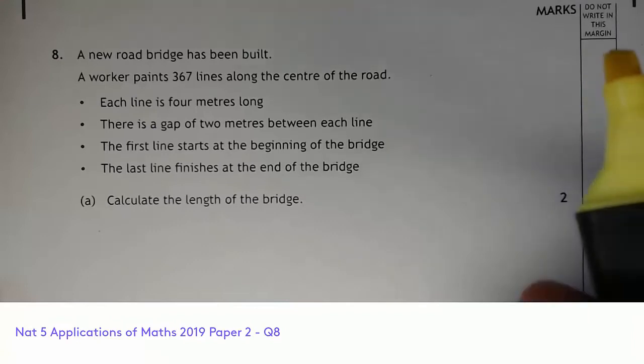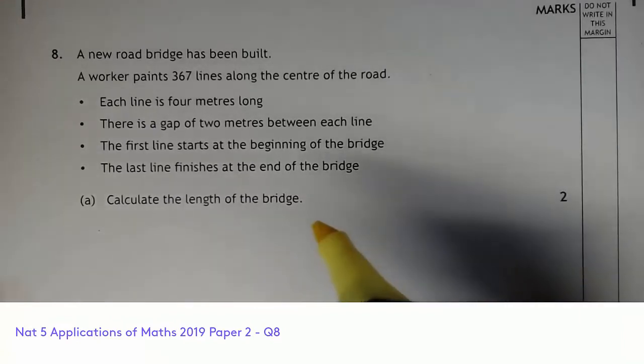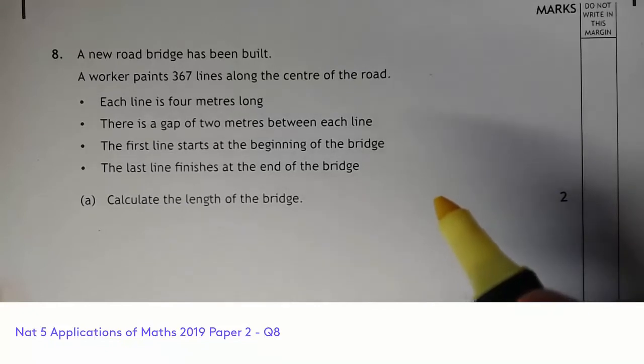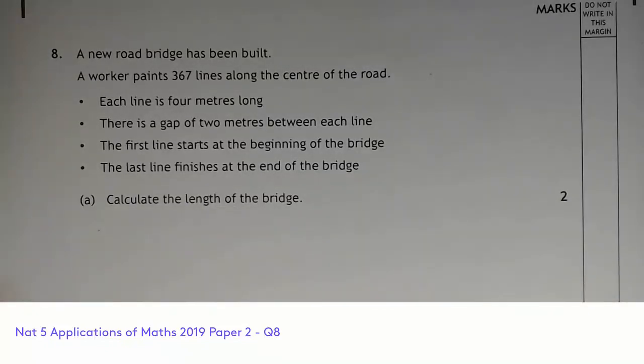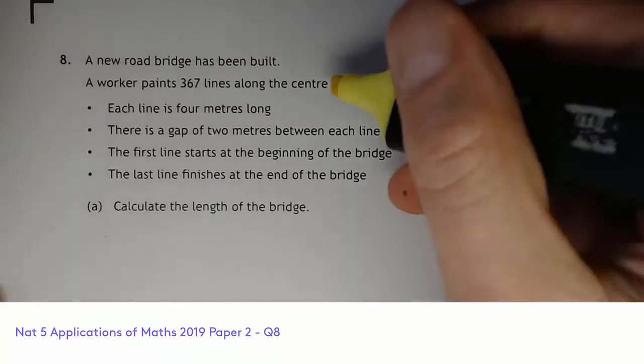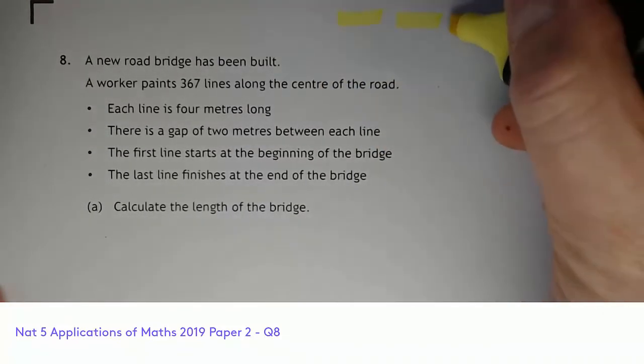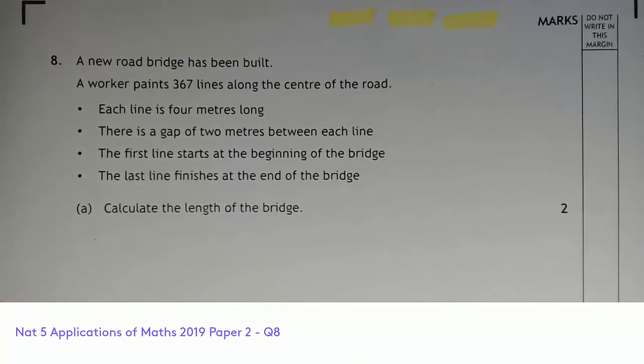So this bridge has been built and the workers paint 367 lines in the centre of the road. Each line is 4 metres long and there's a gap of 2 metres between each line. So we're going to use that information to work out the length of the bridge. If you think about these lines up here, each line's 4 metres and then there's a gap of 2 metres.